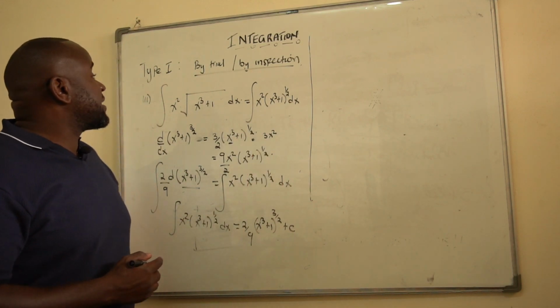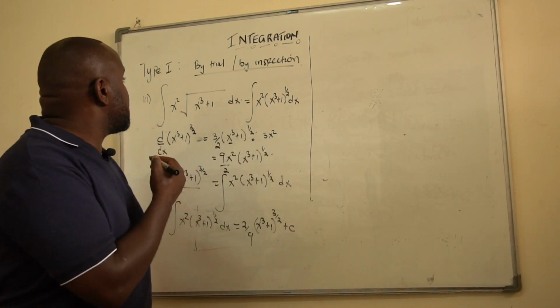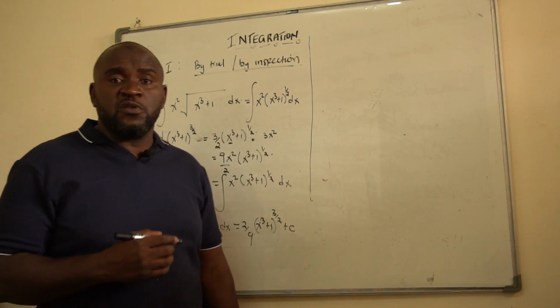So that was example 3 of type 1, which is inspection by trial.